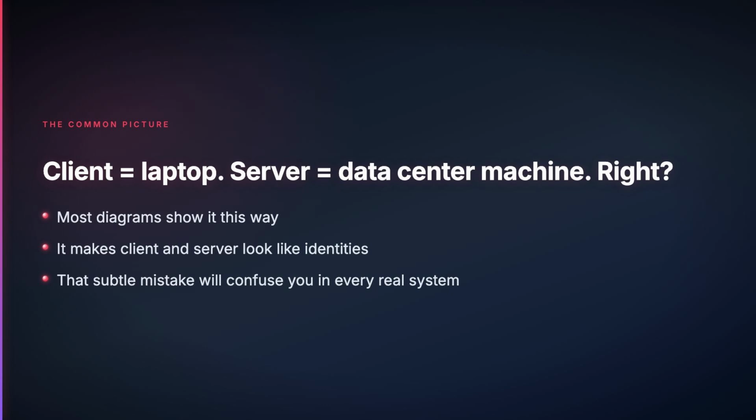This picture makes it seem like some machines are clients and some are servers. Like it's an identity. Like the server box in that data center? That's a server. The laptop? That's a client. Right? Not quite. And by the end of this video, you'll see exactly why. And it will change how you read any architecture diagram.